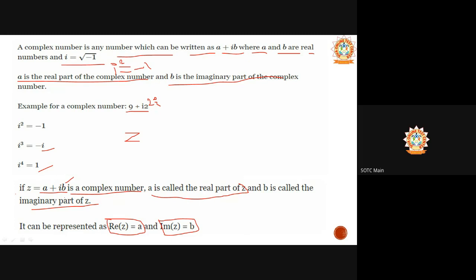It is represented by real part of z as a, imaginary part of z is b, and i is under root -1, that is i square is equal to -1. Clear?